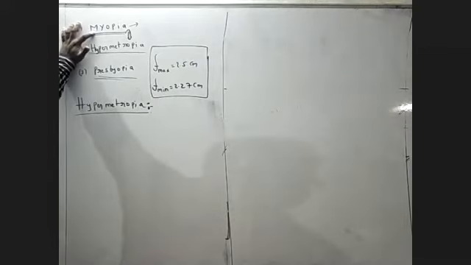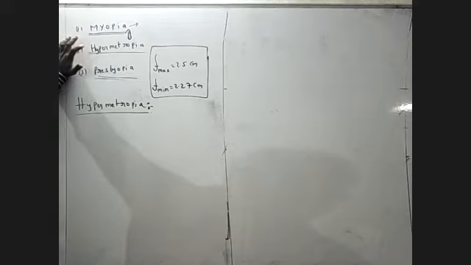So myopia, what is the meaning of myopia? The person can see the near object, but cannot see the long-distance object. That is myopia, nearsightedness. Next, hypermetropia is farsightedness. The person can see the long-distance object very clearly, but cannot see the near object. The person has the problem of hypermetropia.